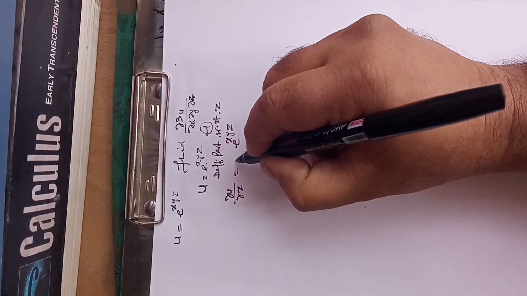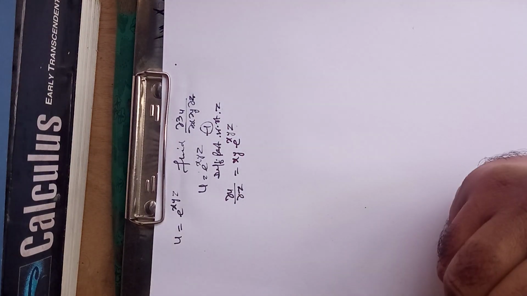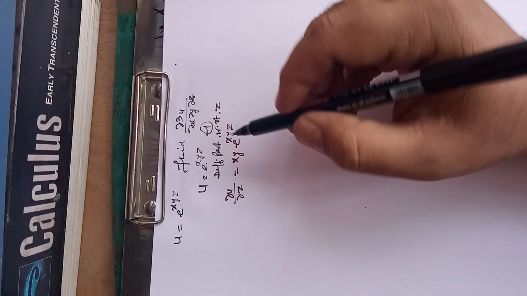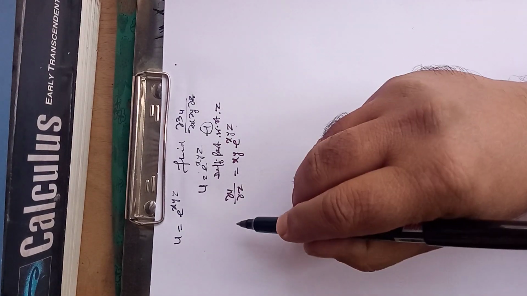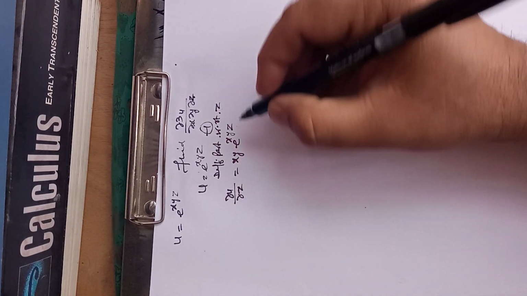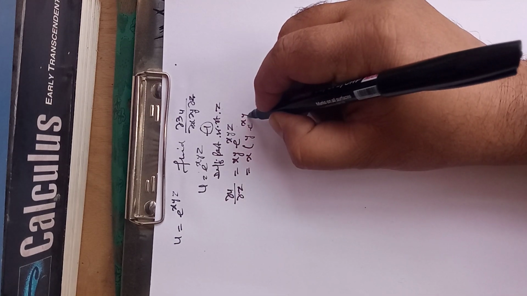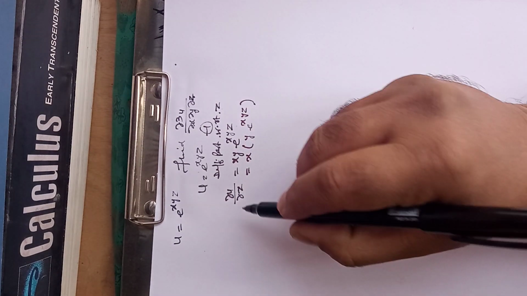Then xy is constant. So this is xy. Okay, e to the power ax, the derivative is e to the power ax into a. So here a is xy. So ∂u/∂z can be written as xy e to the power xyz. Fine. Now you have to differentiate.